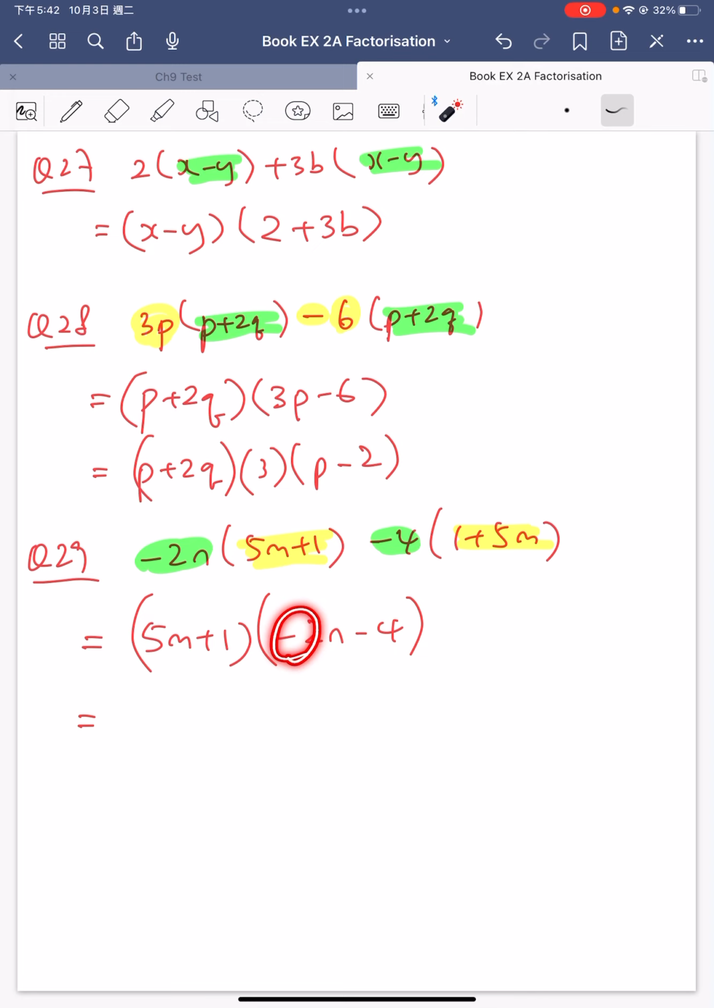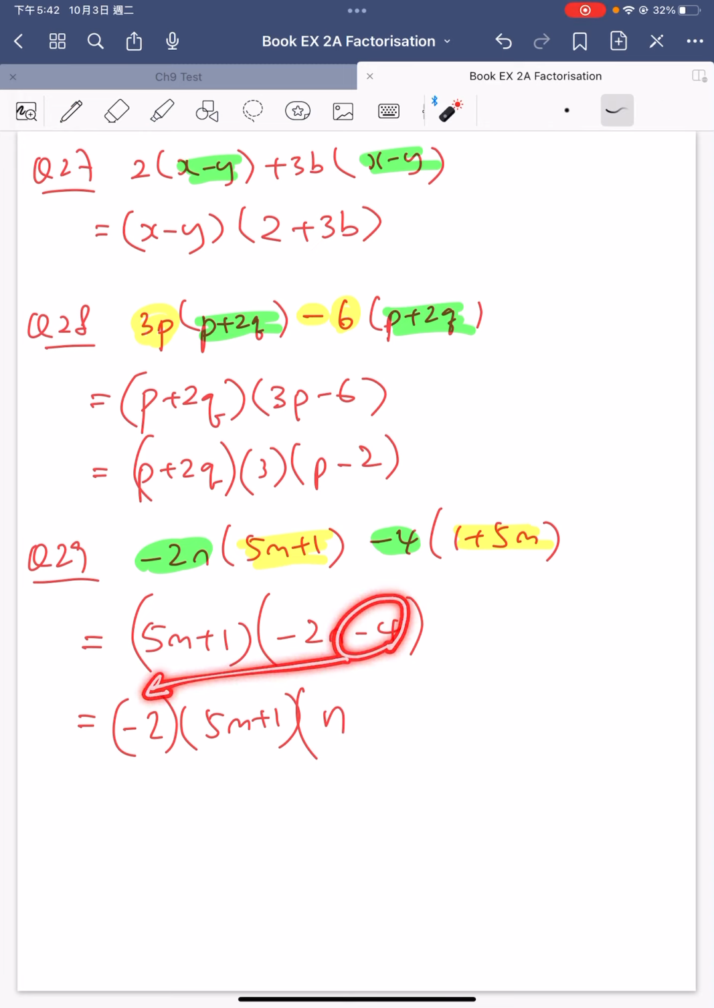Now bear in mind that we still have this 2 as our common factor, or if you want to take out the negative 2. So if we take out the negative 2, what we left is just the n. And now we have the negative 4, take out negative 2, so we have negative 4 divided by negative 2. The negative is cancelled, then what we have is just the 2. So we have to plus the 2, so that's the answer. So now we can move into question 30.